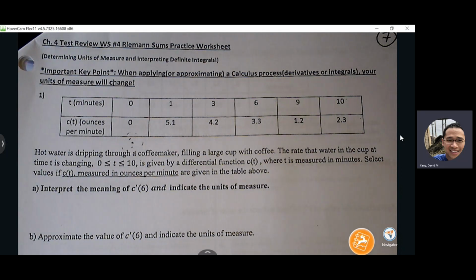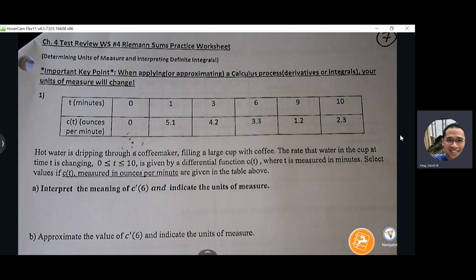Okay, so here, hot water is dripping through a coffee maker, filling a large cup with coffee. The rate that water in the cup is changing is given by a differentiable function C of t. That just means a smooth curve, there's no sudden jumps. So at 0 minutes, there's no water entering. 1 minute in, the rate is 5.1 ounces per minute. And then it starts slowing down after the 3rd, 6th, 9th, and 10th minute. Right.